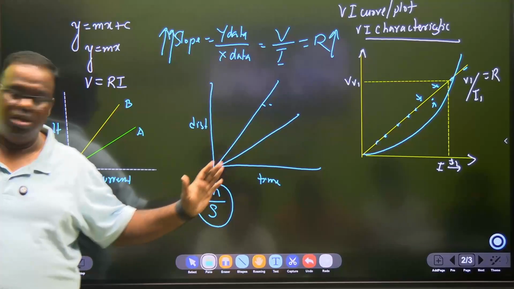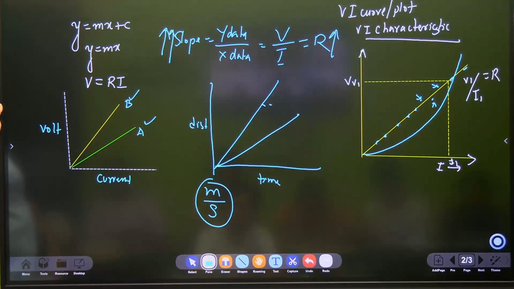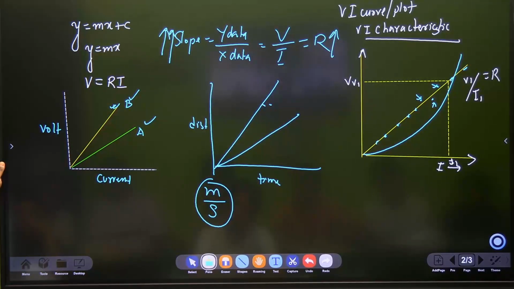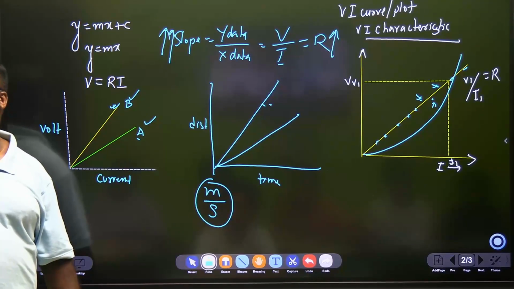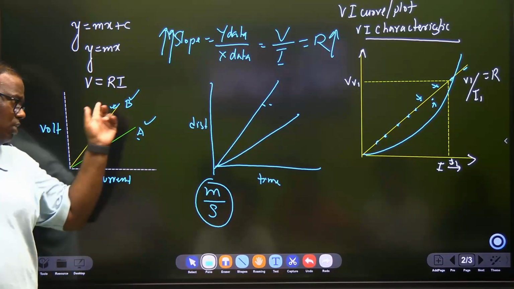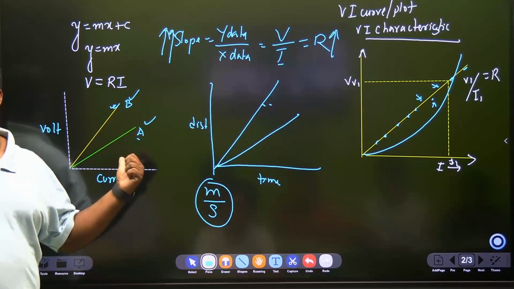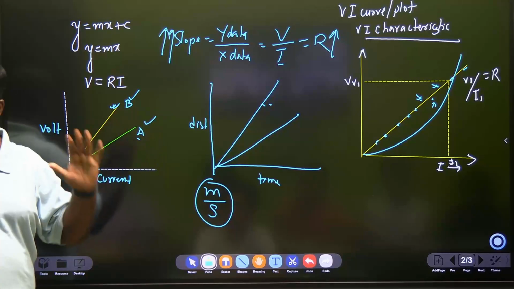Have you understood? So between these two conductors, who offers more resistance? This one offers more resistance. This one offers less resistance. I want more current to pass for my experiment. Which should I pick? A. A is a more obedient child. B is a more disobedient child. Is this thing getting clear?